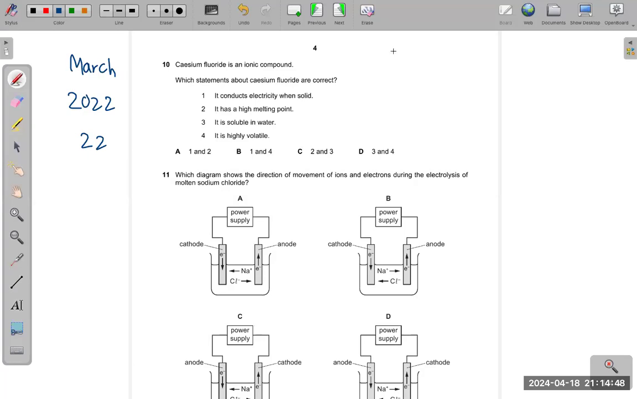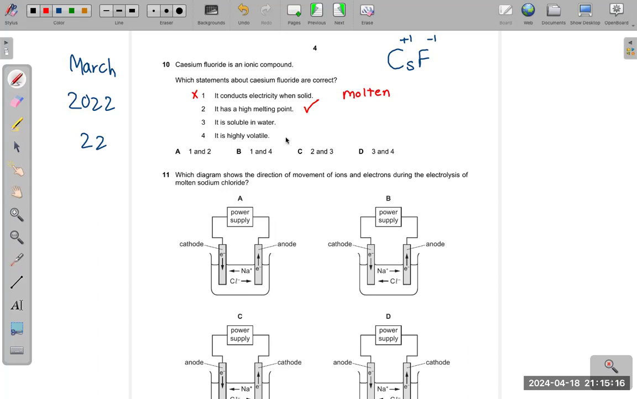So which statement about cesium fluoride is correct? This is cesium and this is fluoride. It is an ionic compound. This is +1 and this is -1. So the structure is just CsF. It conducts electricity when solid. We know that an ionic compound does not conduct electricity when it is solid. It only conducts electricity when it is molten. So this is wrong. It has a high melting point. Yes. It is soluble in water.